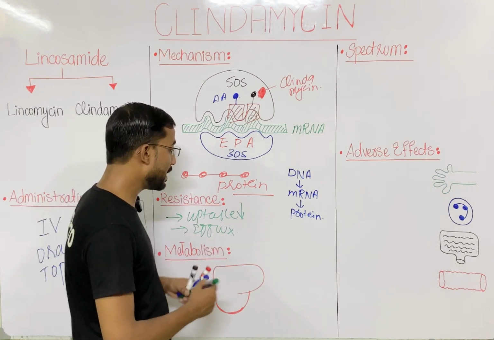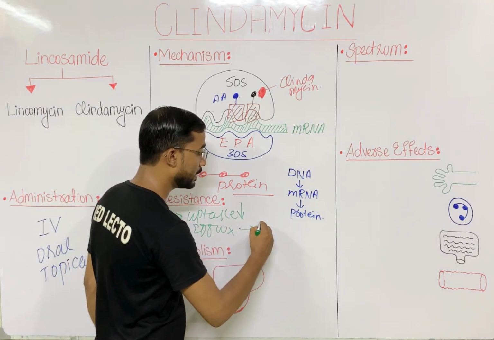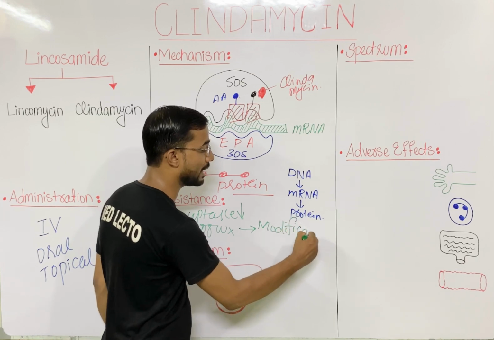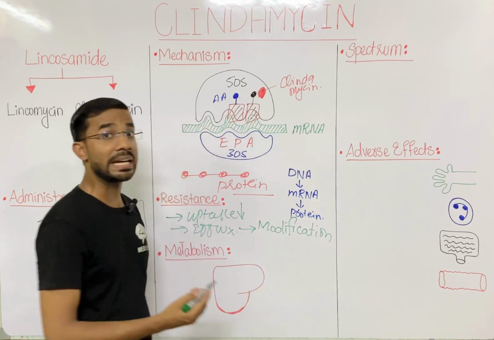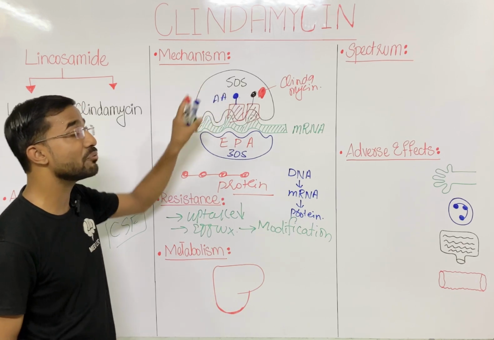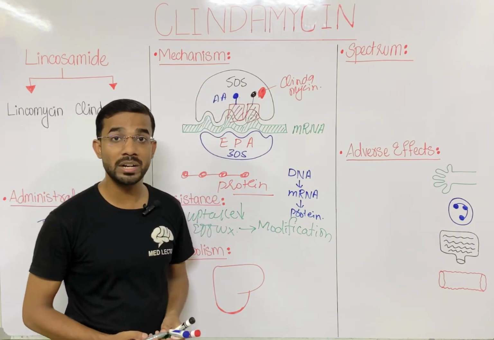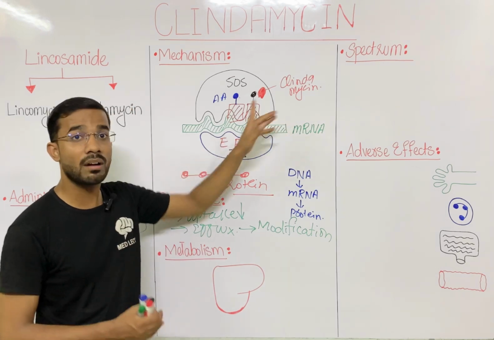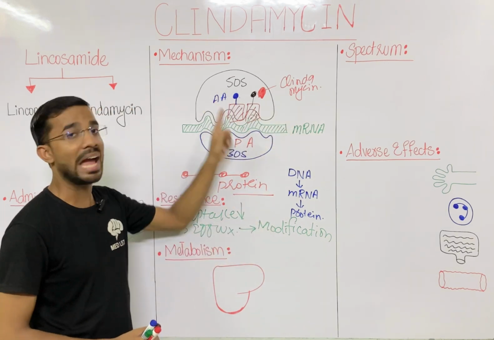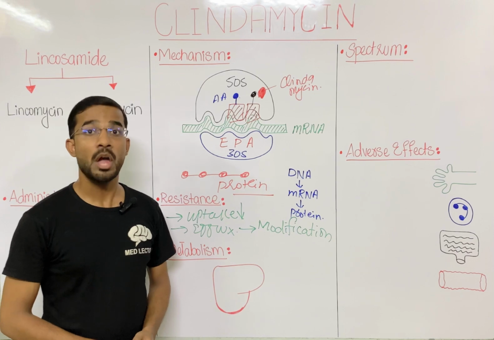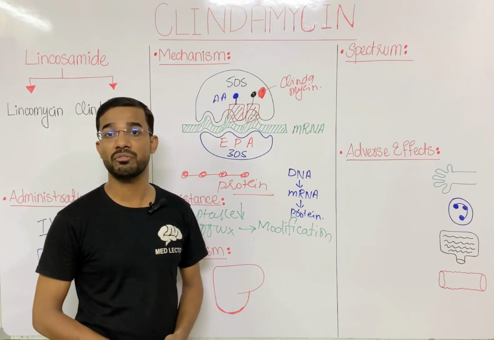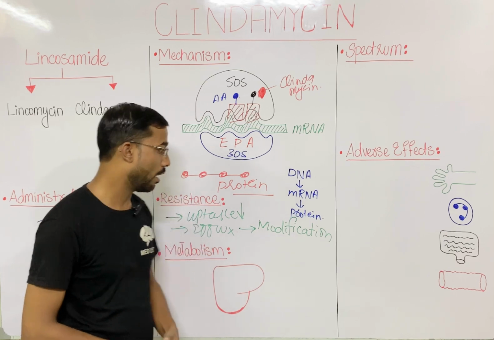Similarly, you will see the modification in the binding site. If the bacteria develop modification in the 50S subunit by a methylation process, then the clindamycin can't bind to the 50S ribosomal unit. When there is no binding of the clindamycin, there will be no effect of the clindamycin at that site.